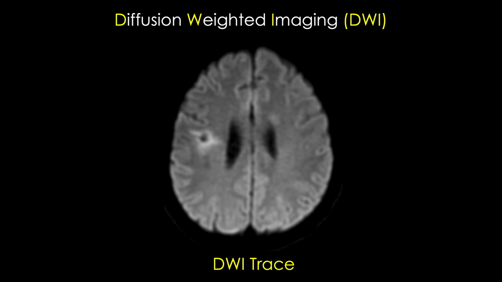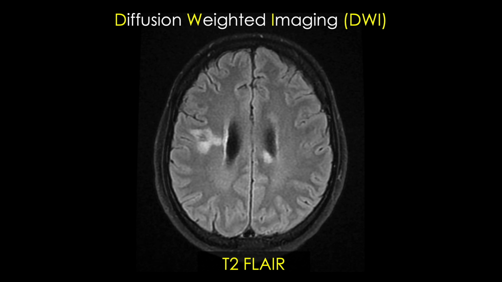Here's a different DWI trace image, and we can see there is some lesion within the white matter here on the right side of the brain, and sure enough, it's abnormally bright compared to the surrounding healthy brain tissue. But this is not restricted diffusion. It's an area of high T2 signal as seen on this T2 FLAIR image, a site of old injury that is now filled with scar tissue.